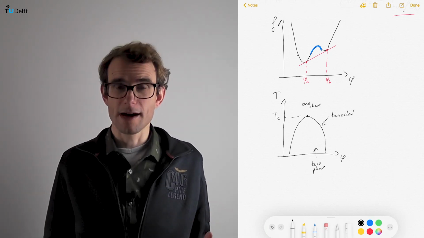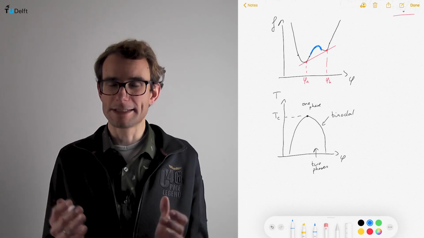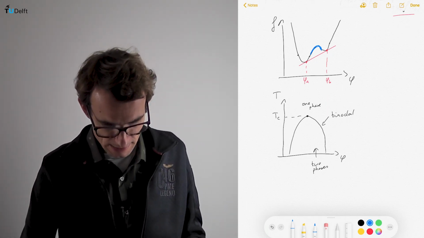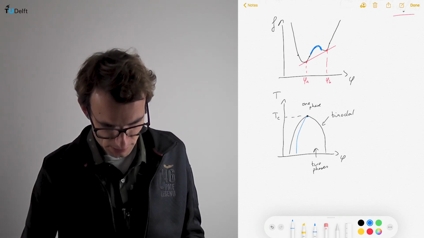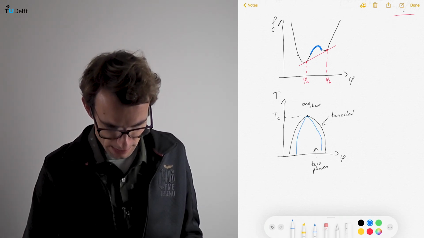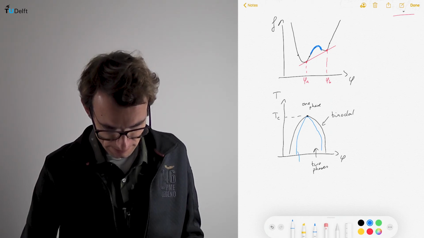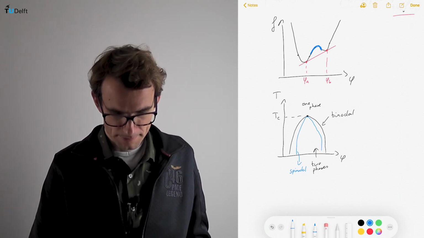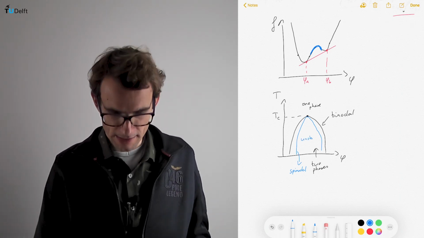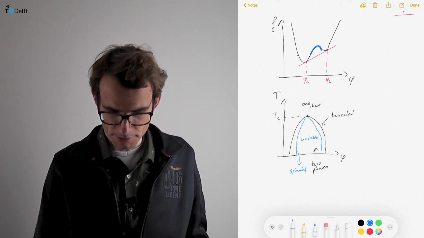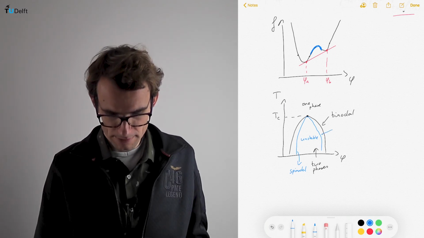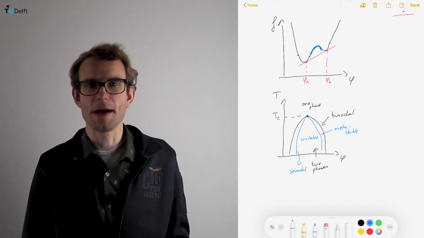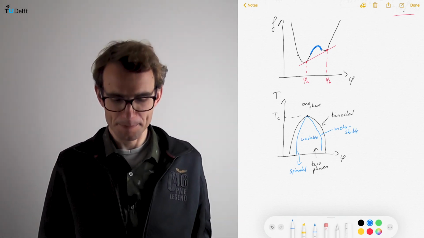But then we have a second line, and if you're inside the second line, then you will always spontaneously demix. And this line is known as the spinodal, and a typical graph will look like this. So this blue line here is the spinodal. Right? And so inside the spinodal, you're unstable, spontaneous demixing. And if you're in between the binodal and the spinodal, you're metastable. And whether you will demix or not depends, among others, on whether you get a kick.